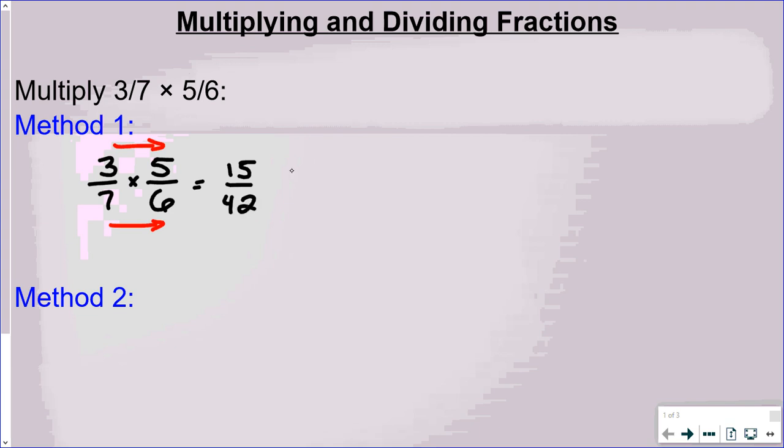And like always, whenever you're working with fractions, you always need to check to make sure that your answer can't be simplified. And in this case, it can. There's a common factor between 15 and 42 of 3. So that means I can divide each of these by 3 to simplify this fraction. So I divide by 3. I get 15 divided by 3 is 5, and 42 divided by 3 is 14. So the answer is 5/14. So again, all you've got to do is multiply straight across, then make sure that you simplify your answer.